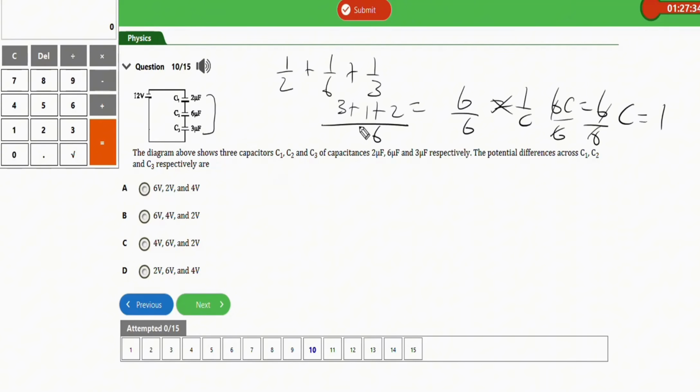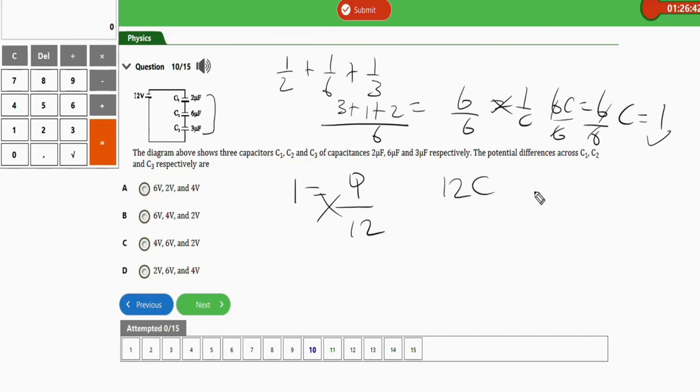to get the potential difference across C1, C2, C3, we have the effective capacitance to be this. Okay, let's get the effective charge. So it will be this effective capacitance we have there, 1, equals charge over the effective voltage we have there, 12. So the effective charge will now be 12 C.